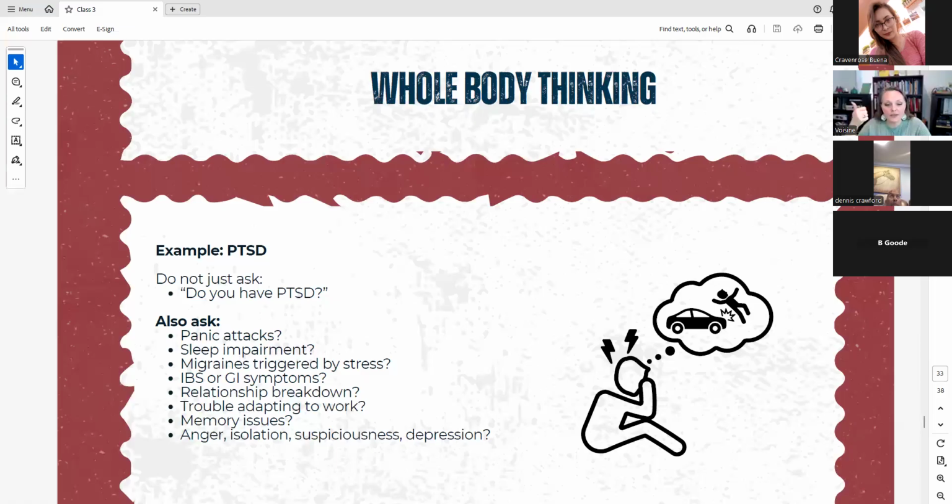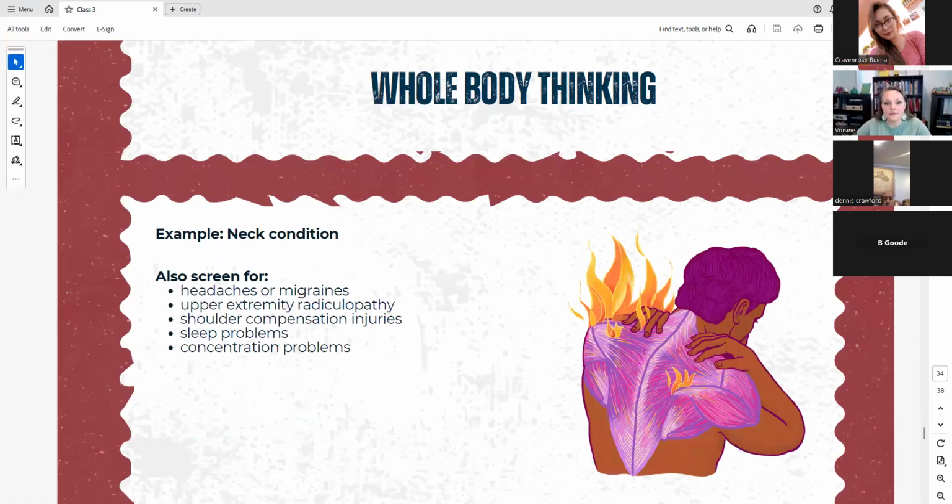I know one of my clients, if something triggered him, he would have a panic attack, but then he would have to go to the bathroom because it caused irritable bowel syndrome. That's when your body wants to go into fight or flight, and it's going to empty out everything it has. So that was part of his claim. You have a neck condition. Okay, well, do you have migraines or headaches? Do you have upper extremity radiculopathy? Do you have shoulder compensation injury? Are there sleep problems? Are there concentration problems? All of that from one condition. So remember, whole body approach.